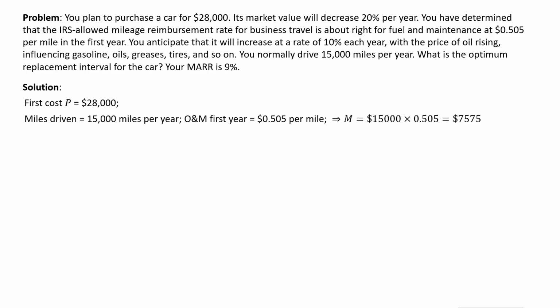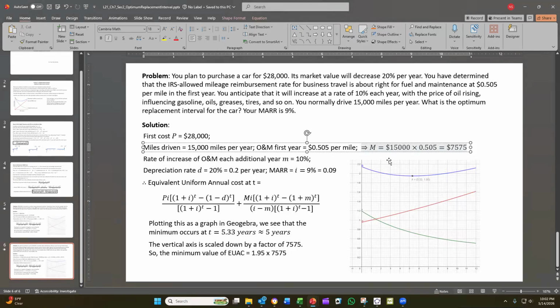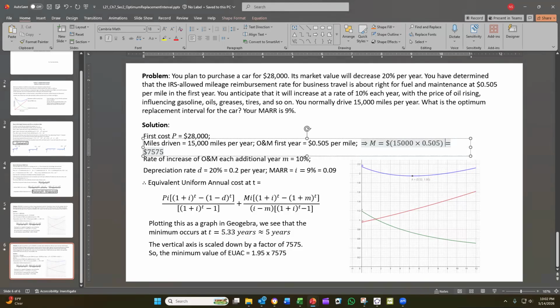P happens to be 28,000. Miles driven is 15,000 miles per year. Operating and maintenance for first year is 0.505 per mile. So that implies uppercase M is that 15,000 miles times 0.505. I should have put a parenthesis around this. It almost looks like I'm multiplying $15,000. No, that is 15,000 miles. And eventually what I get is, I'm a mathematician, I should be precise in how I say things. All right. Let's take a parenthesis around it. That's the smallest thing I need to fix. Good.